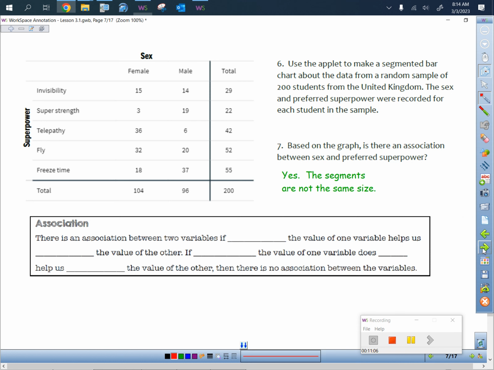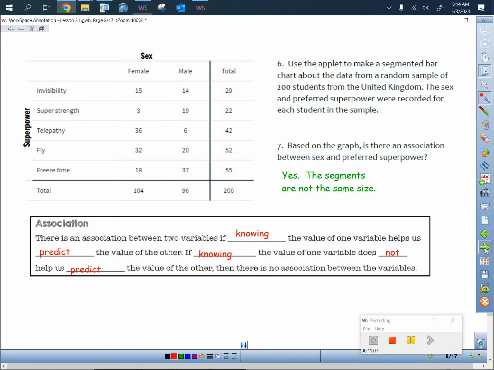So we'll write down the definition of association and talk more about it while you're writing. There's an association between the two variables if knowing the value of one variable helps us predict the values of the other. Like, if we knew the person was male, then we could predict that they wanted to freeze time, according to that data. If we knew that the person was female, we could predict that they wanted to read minds.